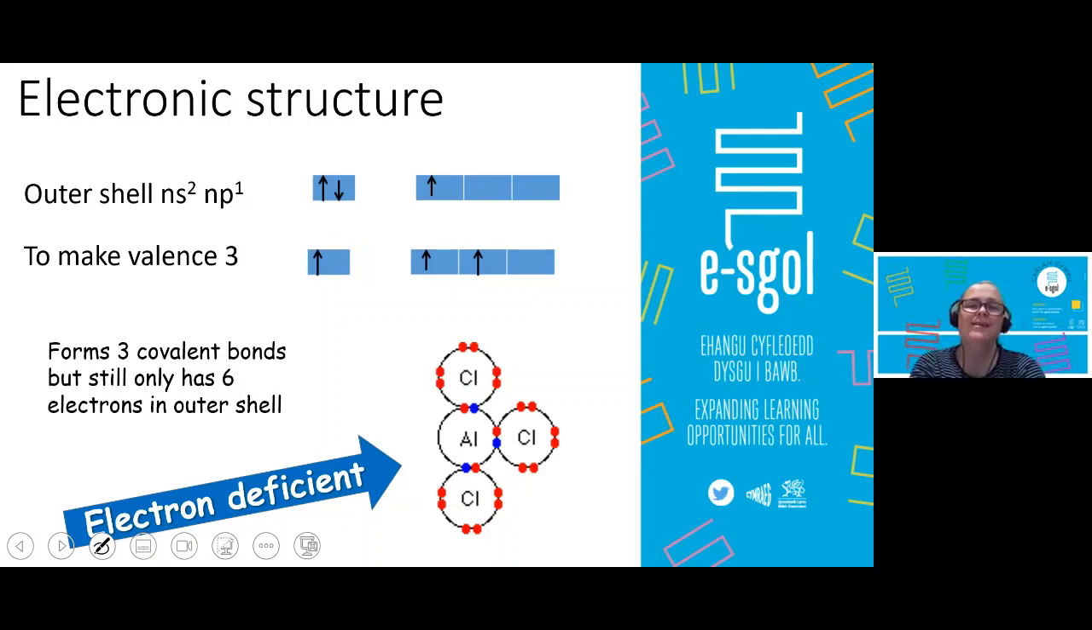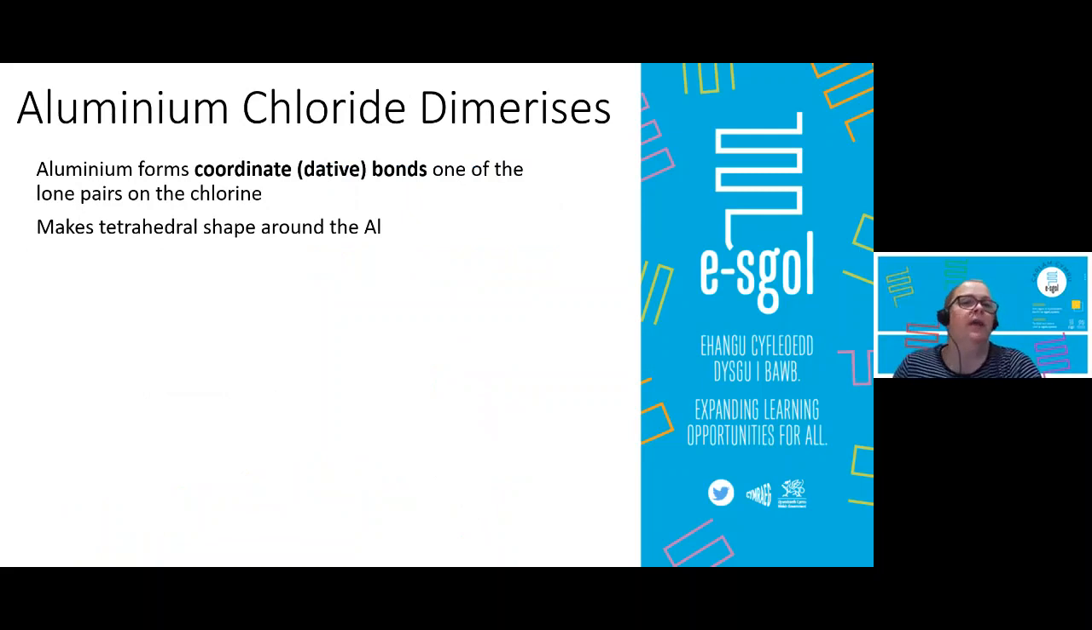So as a consequence, when it does bond with chlorine, chlorine will only offer it 1 electron initially. So you'll notice there that you've got an electron deficient central atom for the aluminium. It's only got 6 electrons in its outer shell. Now, what does that lead to? The other monomer of aluminium chloride, AlCl3, will say, do you know what? Some of my chlorines have got spare electrons on, a lone pair of electrons.